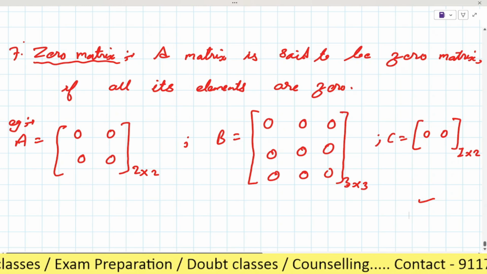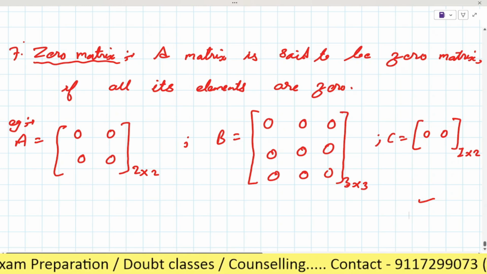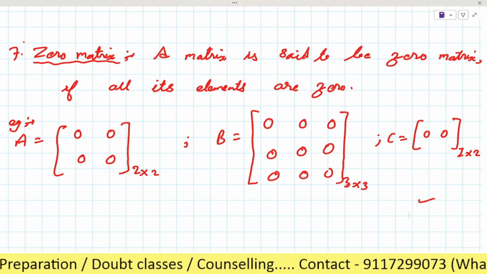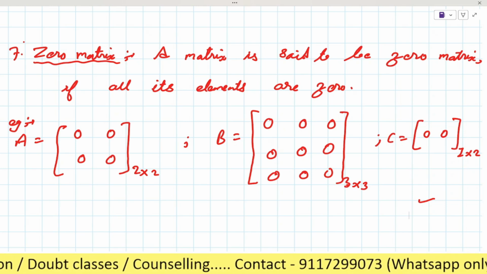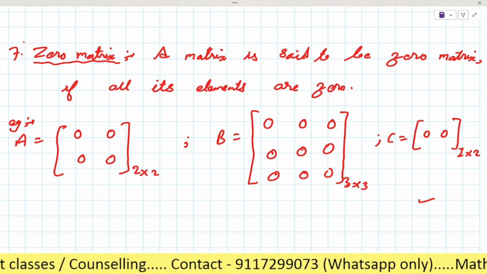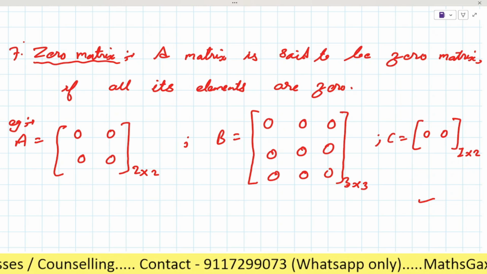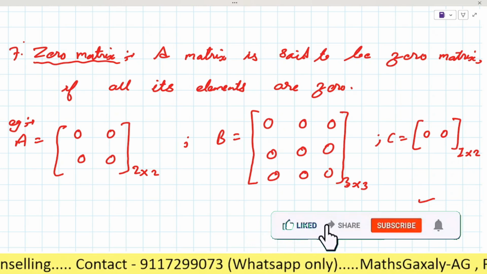So here we learned about the types of matrix. In this we learned about column matrix, row matrix, square matrix, diagonal matrix, scalar matrix, identity matrix, and zero matrix. So for this class, that's all. I hope you understand. After this, we will continue in the next class.